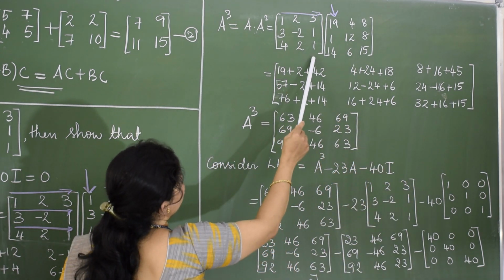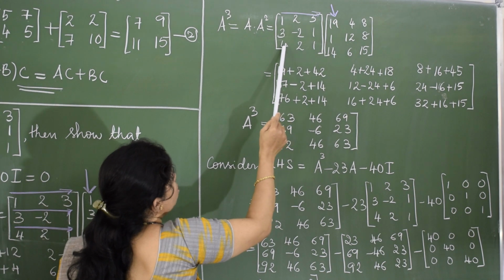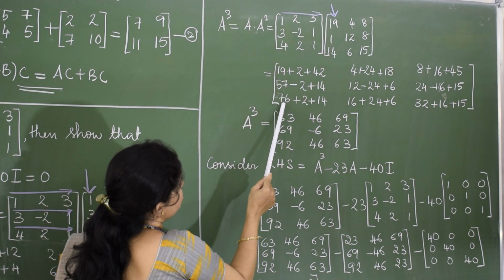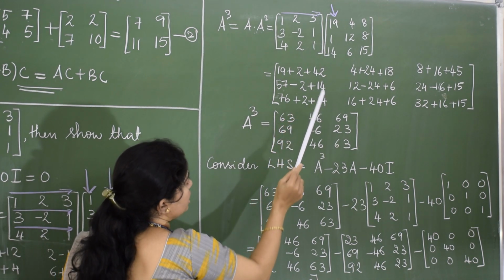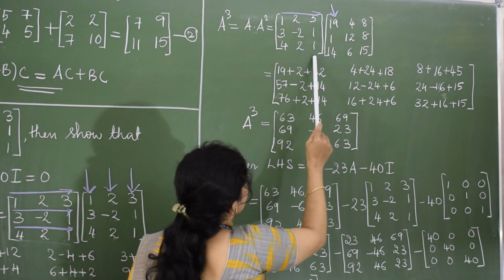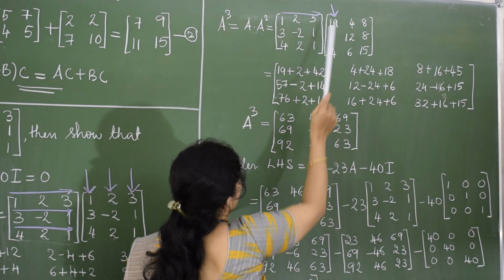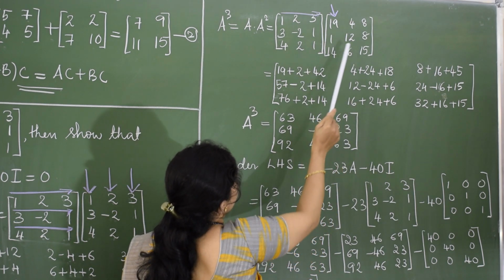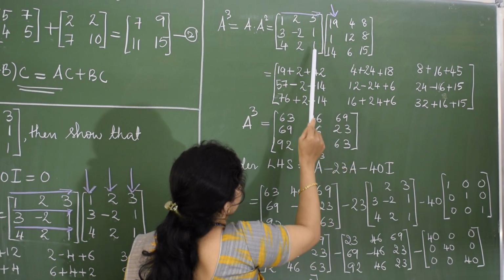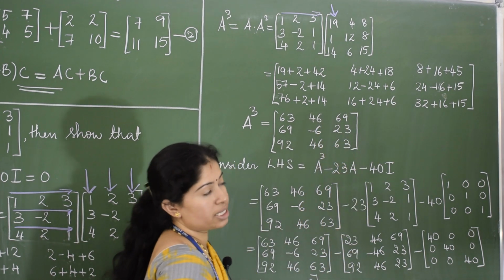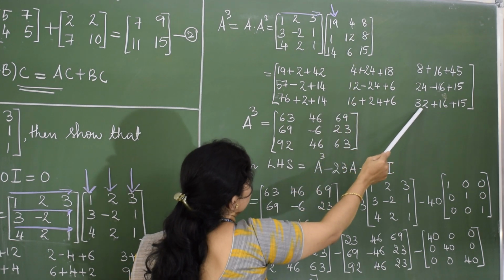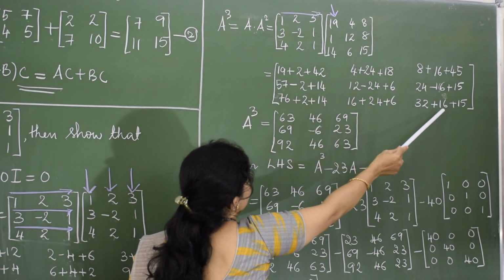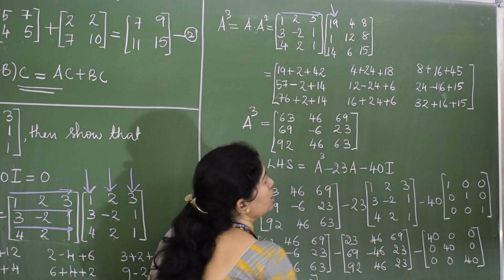Next take the third row, multiply with the first column. 4 into 19, 76, plus 2 into 1, 2, plus 1 into 14, 14. Next the third row with the second column. 4 4s are 16, plus 2 into 12, 24, plus 1 into 6, 6. Next third row with the third column. 4 8s are 32, plus 2 into 8, 16, plus 1 into 15, 15.